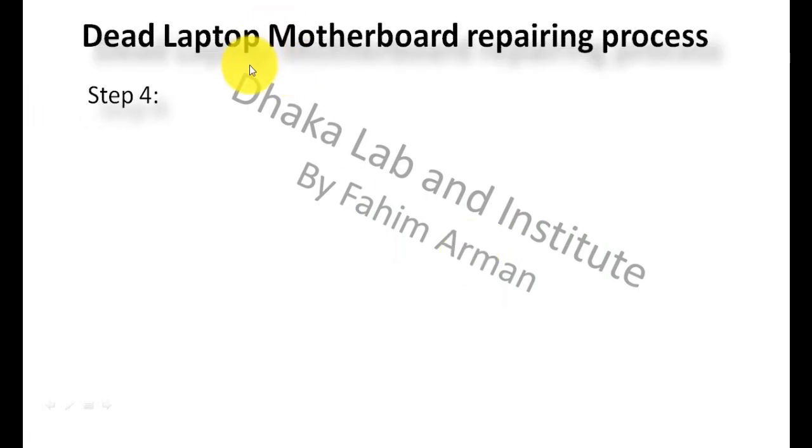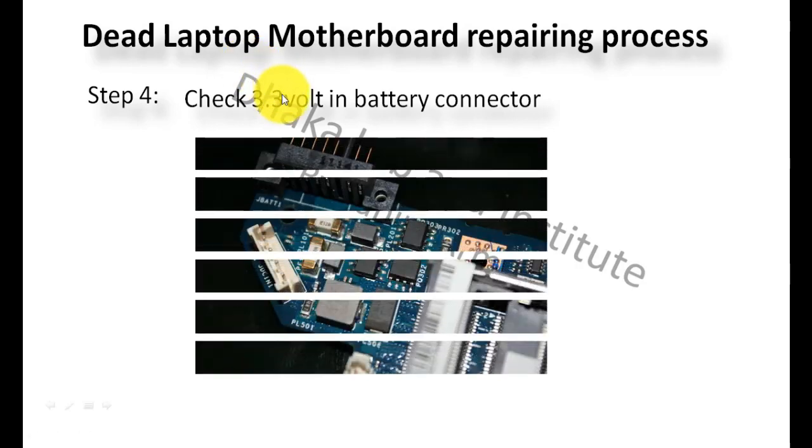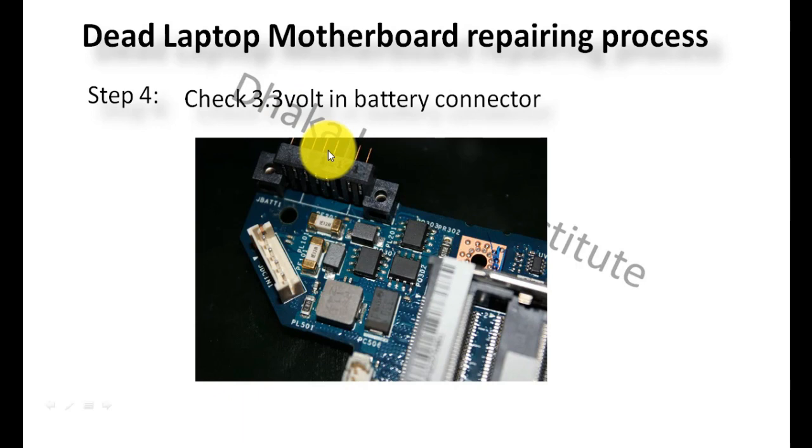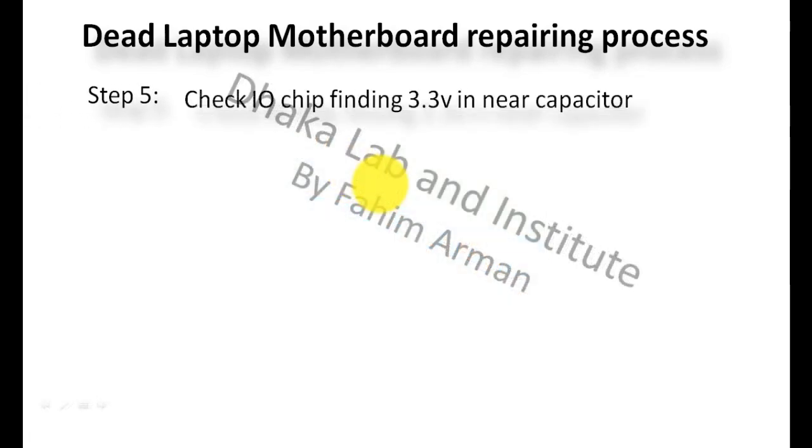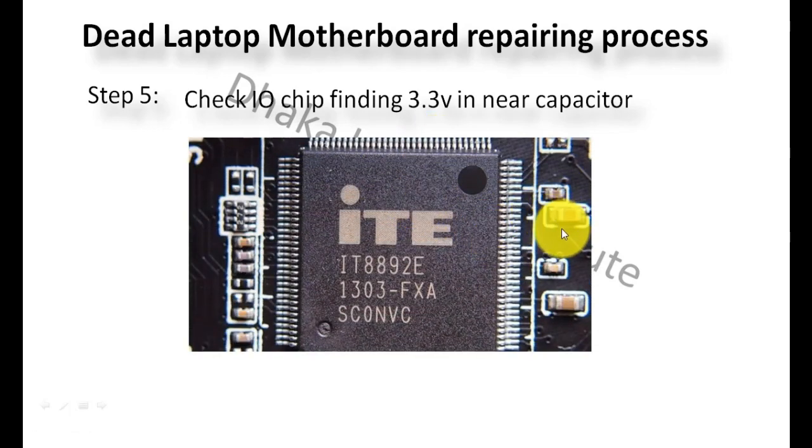Step 4. Check 3.3V in the battery connector's 2 pins. If there is no voltage, then the problem may be in the 3.3V LDO path of the 3V, 5V or step down section. Step 5. Check voltage near the capacitors of SIO. If 3.3V is found, then okay, go for the next step.